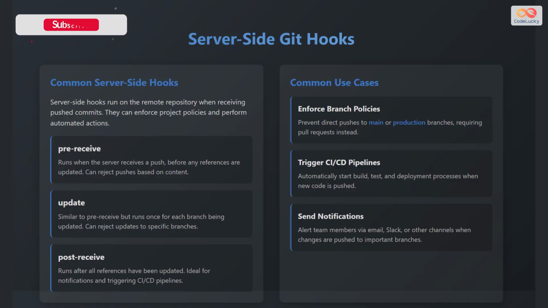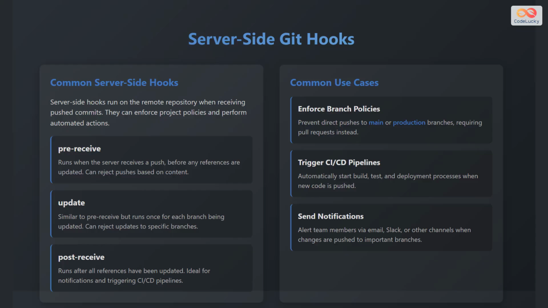Server-side Git hooks run on the remote repository when receiving pushed commits. They can enforce project policies and perform automated actions. Common server-side hooks include pre-receive, update, and post-receive. The pre-receive hook runs when the server receives a push, before any references are updated, and can reject pushes based on their content. The update hook is similar to pre-receive, but it runs once for each branch being updated, and can reject updates to specific branches.